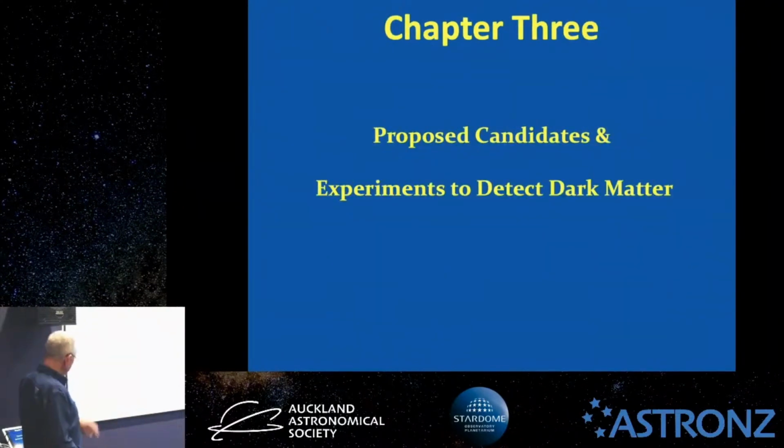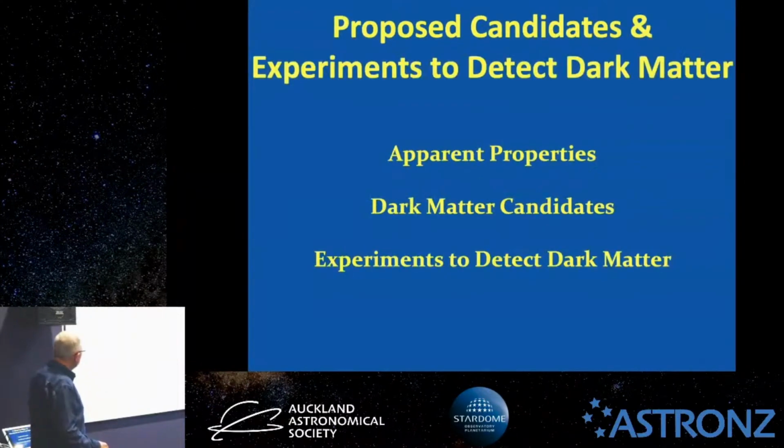So let's move on to chapter 3, proposed candidates for dark matter, and what sort of experiments they are doing to actually find these particles, to identify them and show that they exist. The first step is to look at the apparent properties. If you're going to go looking for them, you've got to know what you're looking for. So we'll look at the apparent properties of these dark matter particles. Then we'll look at the candidates: there are loads, but there are 3 key candidates.